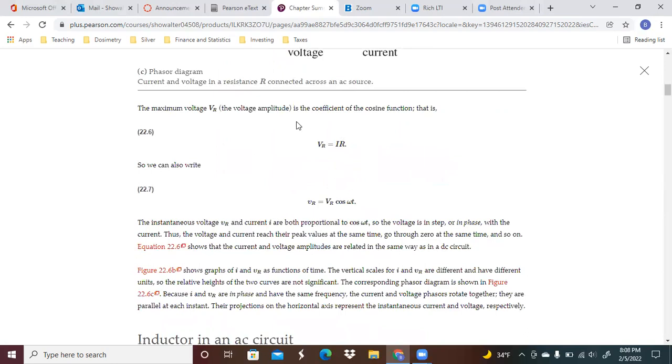The maximum voltage is the coefficient of the cosine function. So you can also write that the instantaneous value is going to be wherever this is pointing during the rotation around the circle.